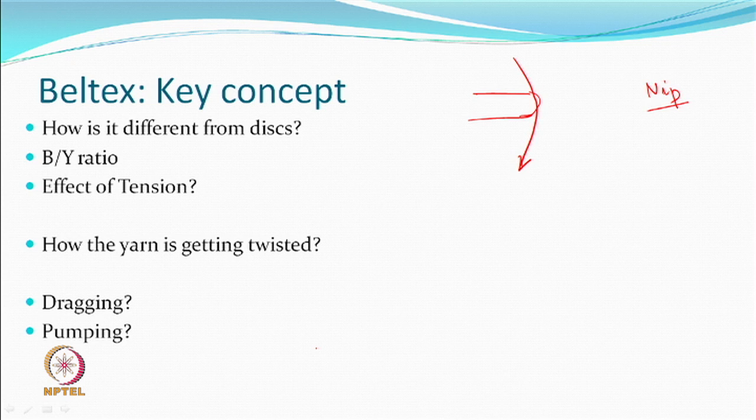So, you have a B by Y ratio, the effect of tension we have understood, and we have also tried to give an indication as to how the yarn is getting twisted. It is because of the normal force that is being provided externally. Right. So, you can always adjust the planes coming close without hitting. The belts are flexible, and so you can do this like your hand is flexible.